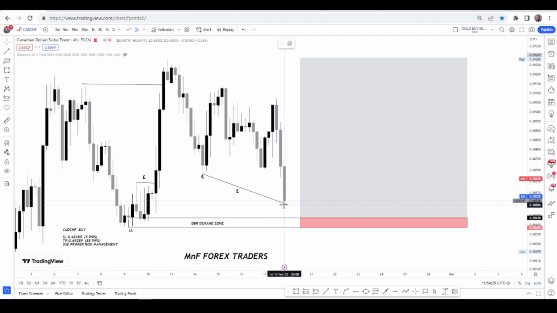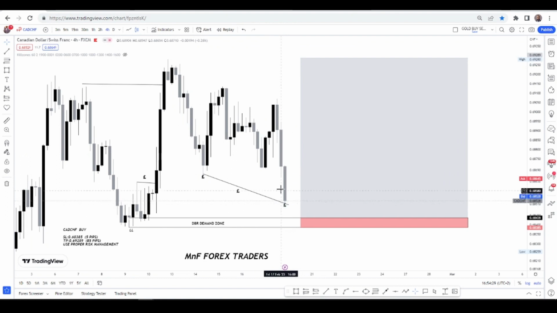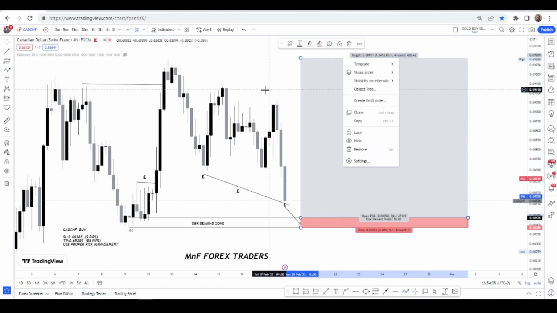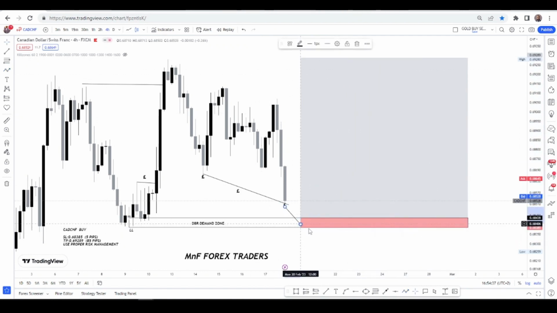So literally, we're just waiting to see how the market is going to respect this level. If the market comes to this level right here, then we can look for sales. We can look for sales right there. If the market gives us the confirmation, then we would actually sell.